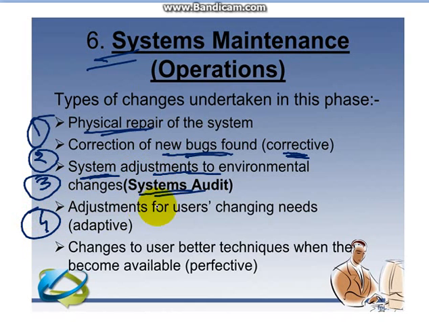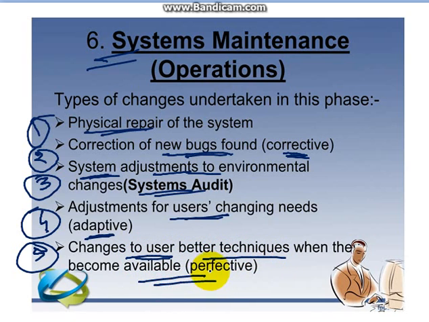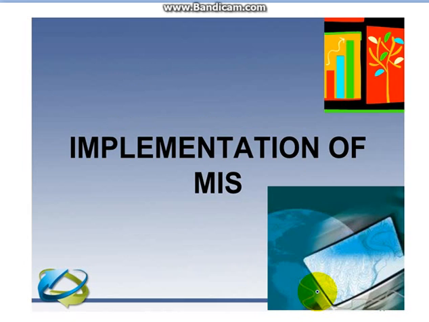Fourth, it might be the adjustment for the users' changing needs, that is adaptive kind of adjustments. Fifth is about changes to use better techniques when they become available. So whenever better techniques are available, then system maintenance can take place. Okay, so this is the third thing: implementation of MIS.